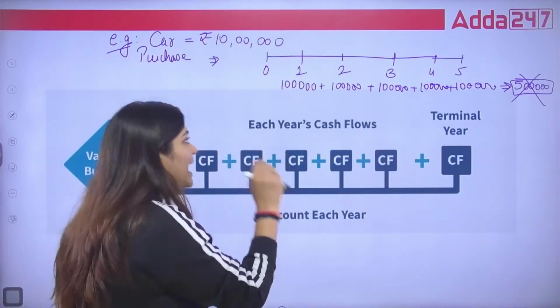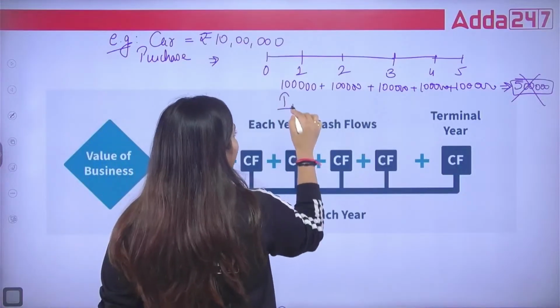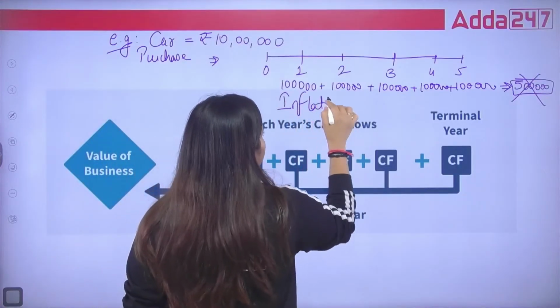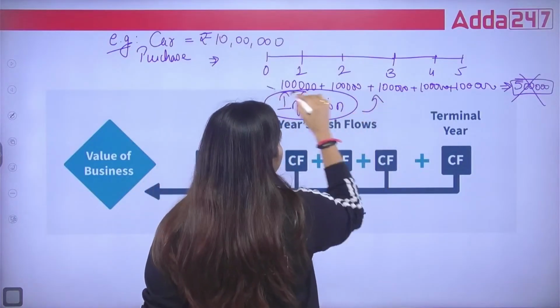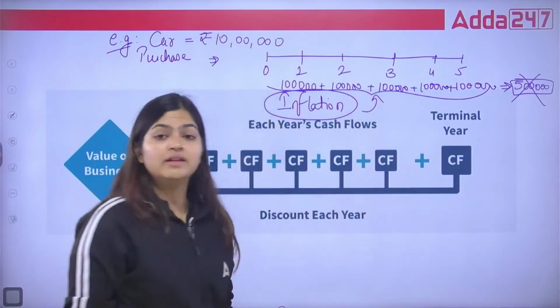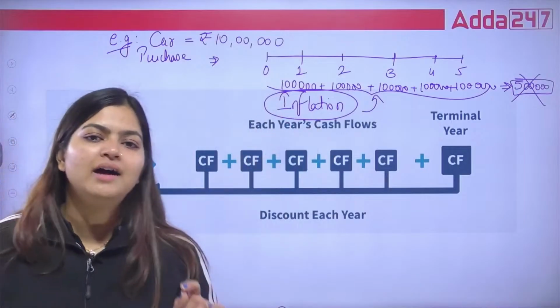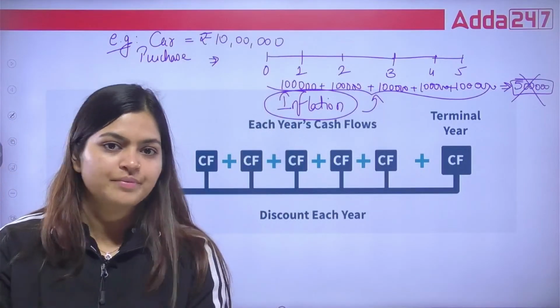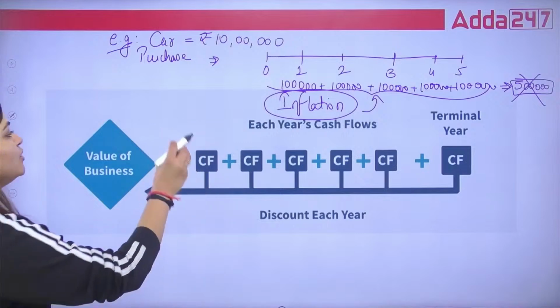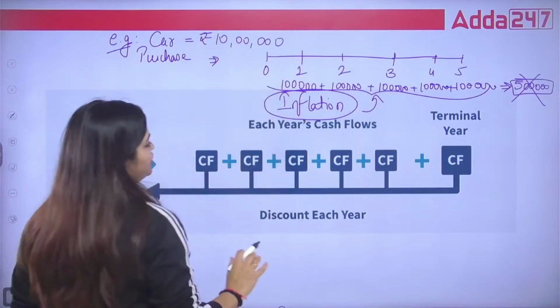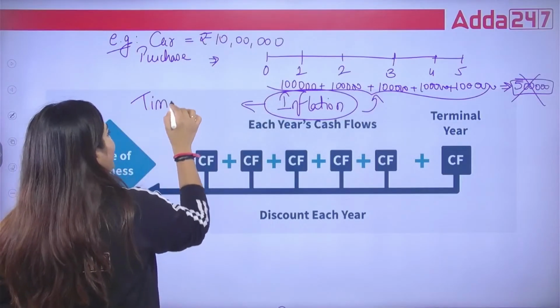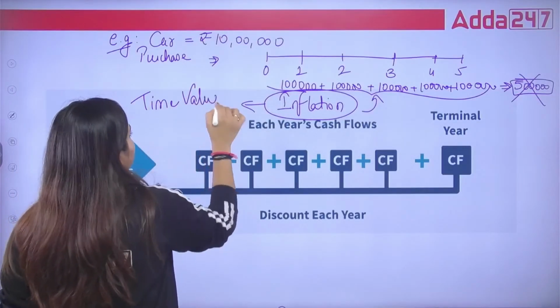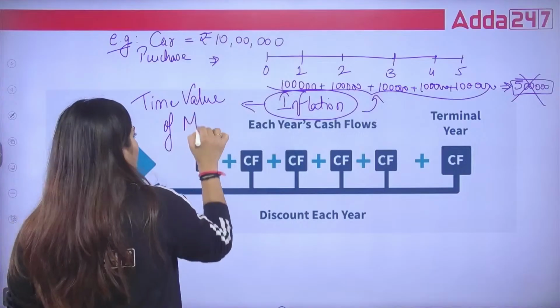So for that inflation part, we are going to add this inflation part in this incomes. Correct? Now, for adjusting this inflation part, we are going to use here time value of money. Time value of money we are going to use here.